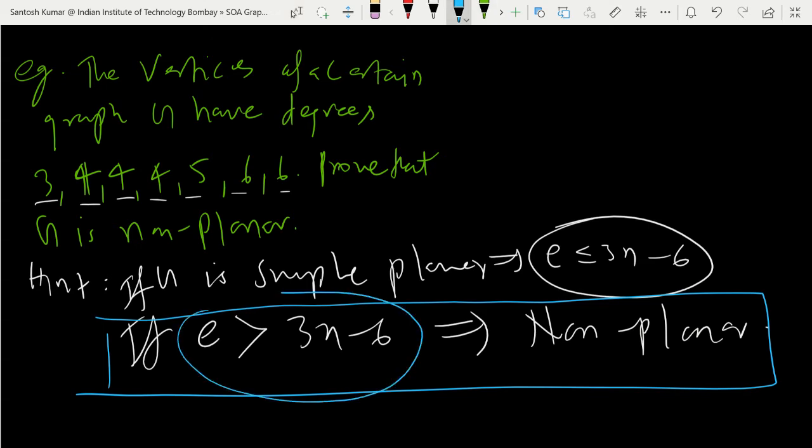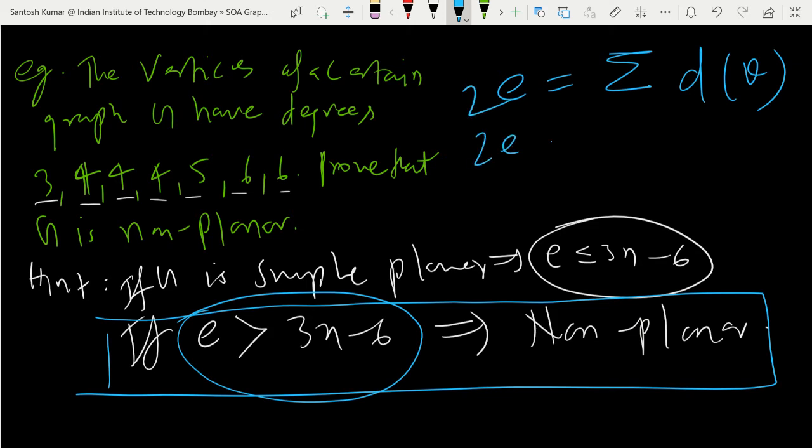Okay, so for this you need E. What is E? 2E is equal to the sum of the degrees of all vertices. So for 2E, you add these numbers. Tell me what is the sum of all these numbers.